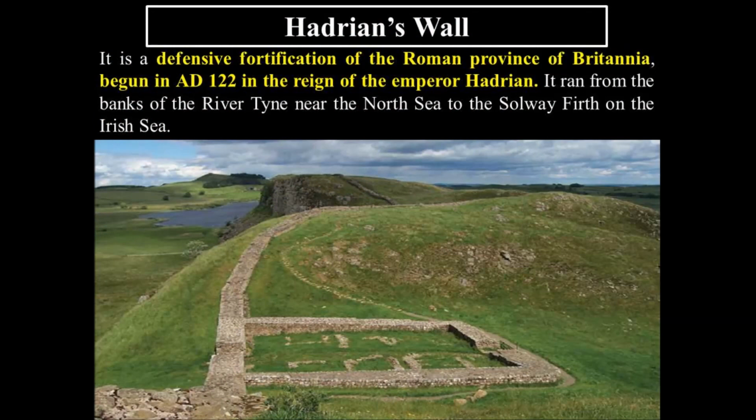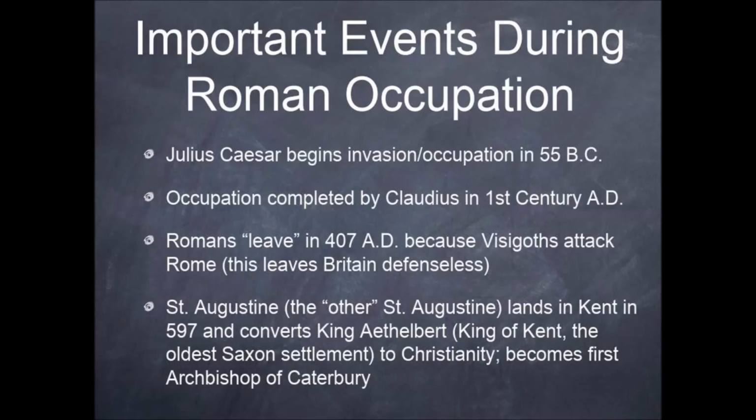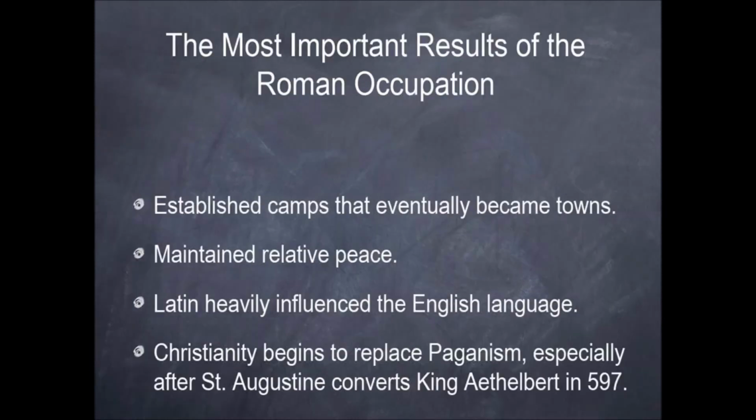But there are some important results of the Roman occupation. First, it established camps that eventually became towns. They maintained relative peace. Latin heavily influenced the English language. That's the source of the influence of Latin on the English language. And Christianity begins to replace paganism, especially after St. Augustine converts Ethelbert in 597.